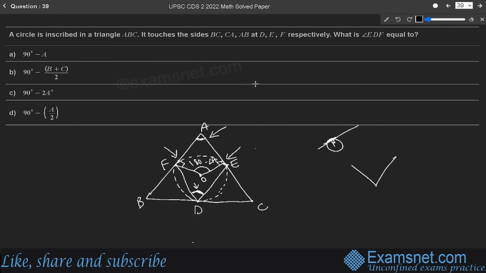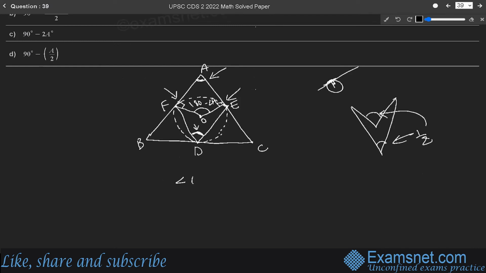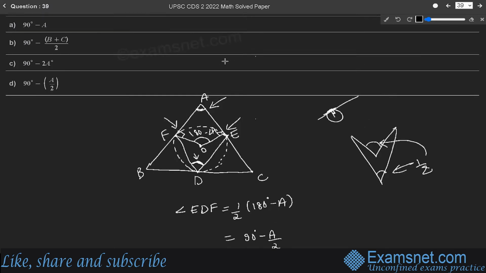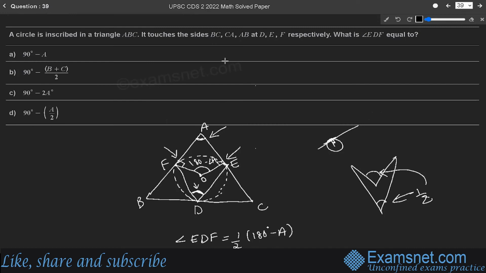Now, whenever you have such kind of triangle here, then this angle is double of this angle. Means this is half of this angle. So we can say that angle EDF is half of 180 degrees minus A. So it will be 90 degrees minus A by 2. So this is the value for angle EDF. So we can say that the correct option is option number D.